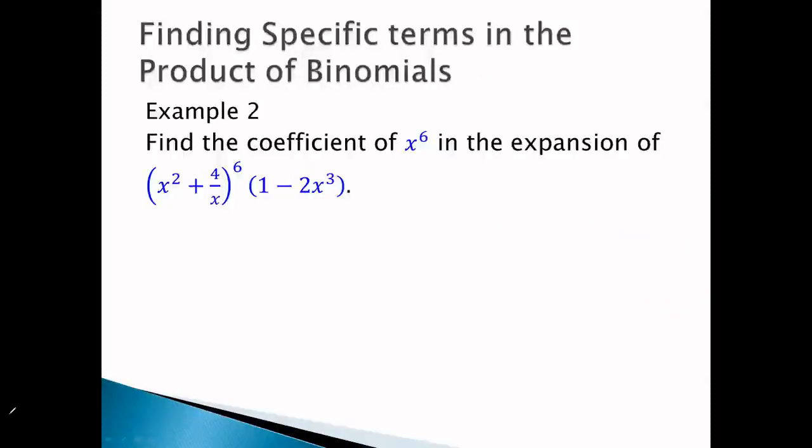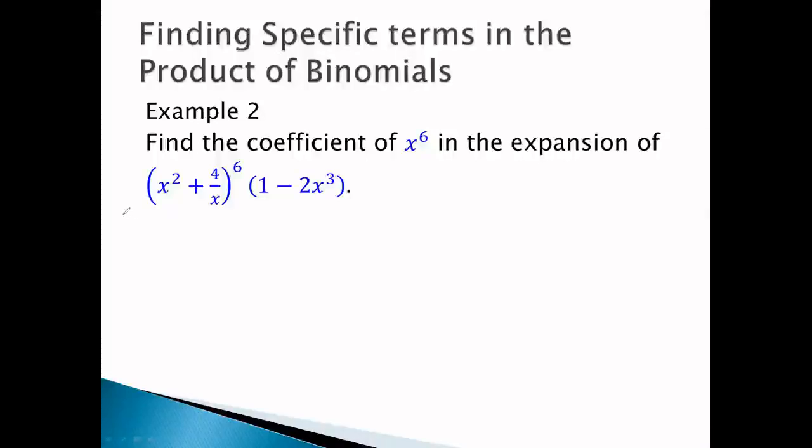Find the coefficient of x to the power 6 in the expansion of (x squared plus 4 over x) to the power 6 times (1 minus 2x cubed). Again, here there's a power. This binomial has a power 6, and this has no power, which is just power 1. So I need an x to the power 6, right? Okay, I'll talk about that later.